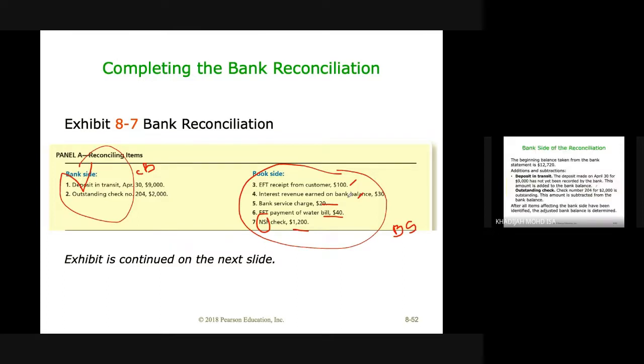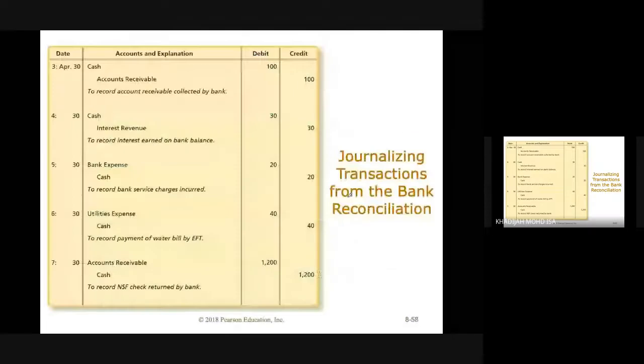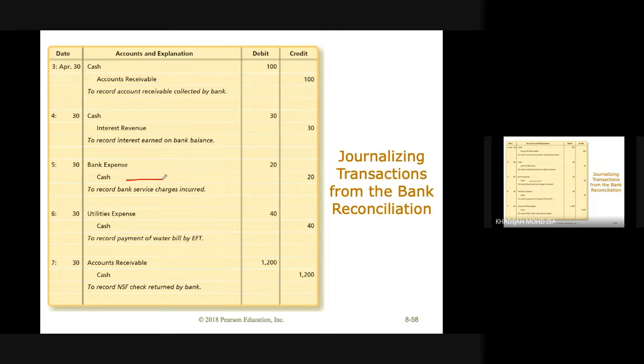So for the journal entries here, you debit your cash for your account receivable, the one that is collected by the bank. Debit your cash. Then interest revenue is a revenue: debit cash, credit your interest revenue. Bank expense is an expense: debit bank expense, credit your cash. See, it's a credit there, so that's why you subtract. This one is subtracted from your balance.